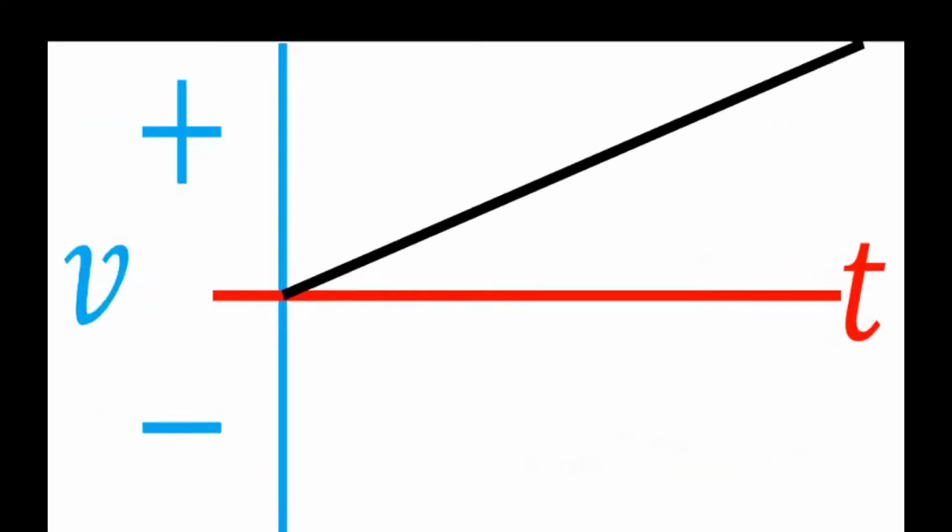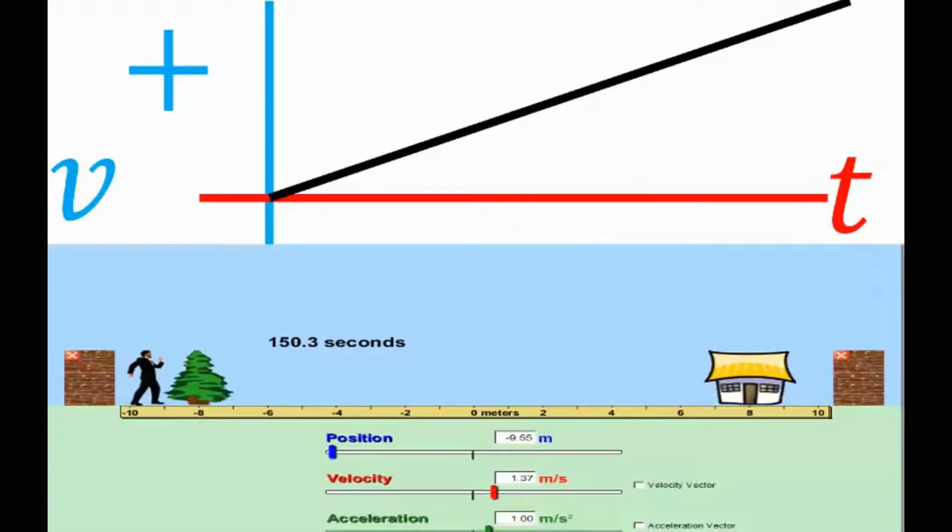So here we have the man. The whole time he's going to move to the right. His velocity will be positive. But in the beginning, he's going to be standing still. Let's watch him. And now he gets faster and faster. He accelerates.